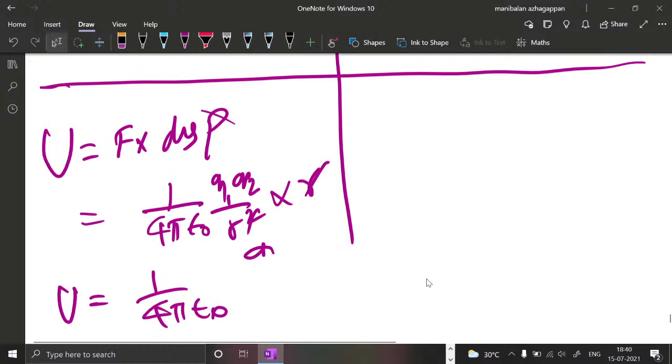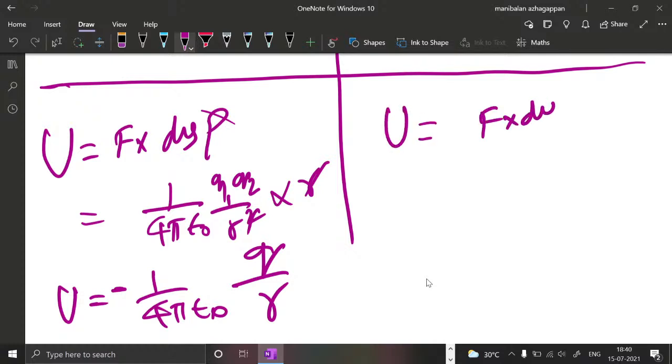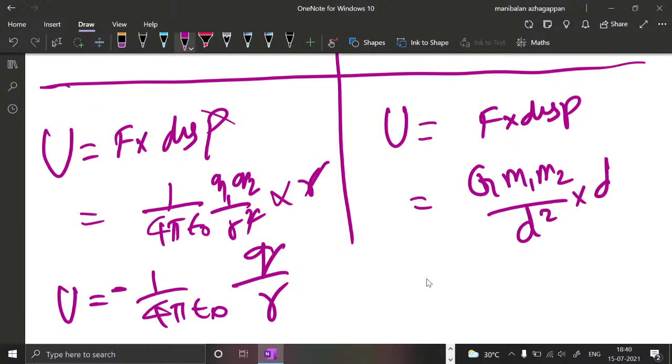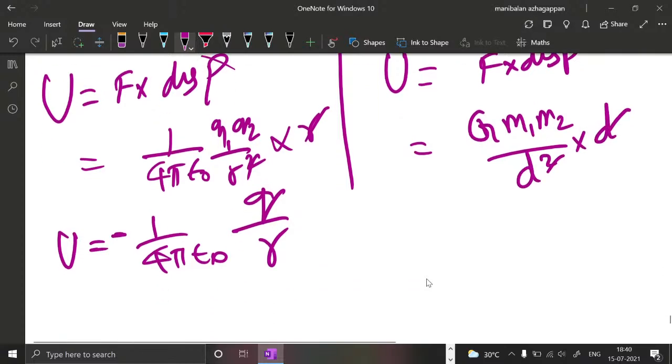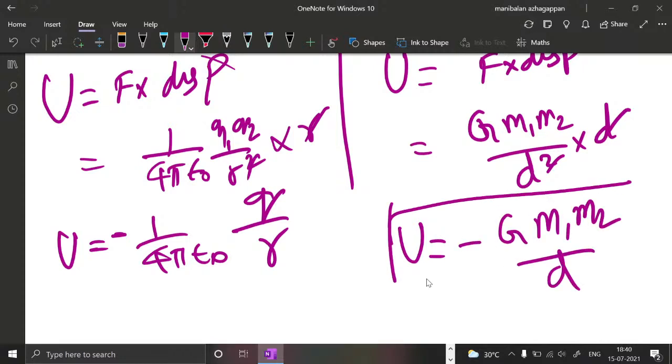q divided by r. On the gravitational potential energy side, when the energy comes, we use a negative symbol because of the external force. Gravitational potential energy is force into displacement. The force is G times m1 m2 divided by d square, into d. So d gets cancelled, one power will get cancelled. Gravitational potential energy is minus G m1 m2 divided by d.